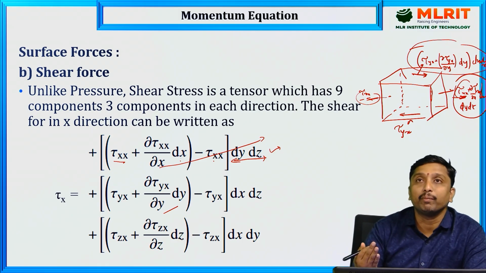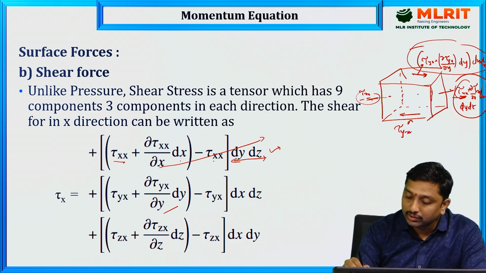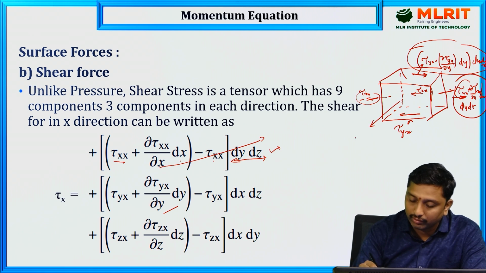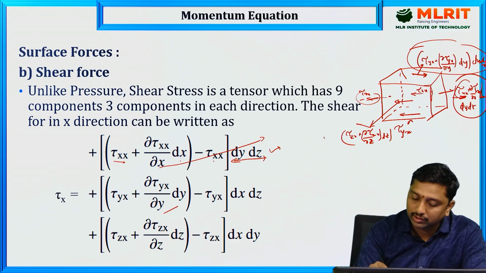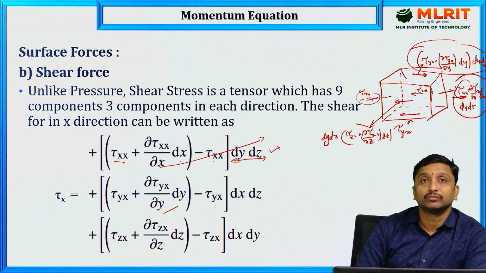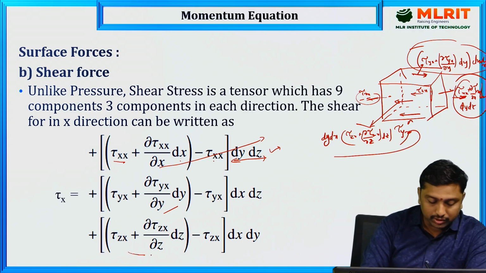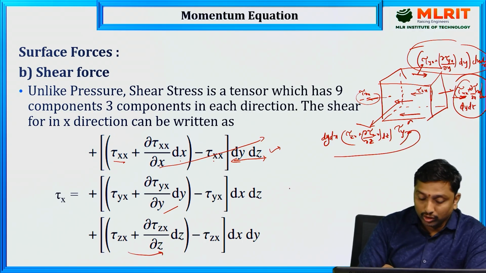Similarly, on the front and back side plane of that, we'll have something like tau zx. On the front plane, it will be acting something like this: tau zx plus dou tau zx by dou z into dz, and the plane on which it is acting is dy into dx. So this is nothing but this term. So total tau in x direction can be written like this.